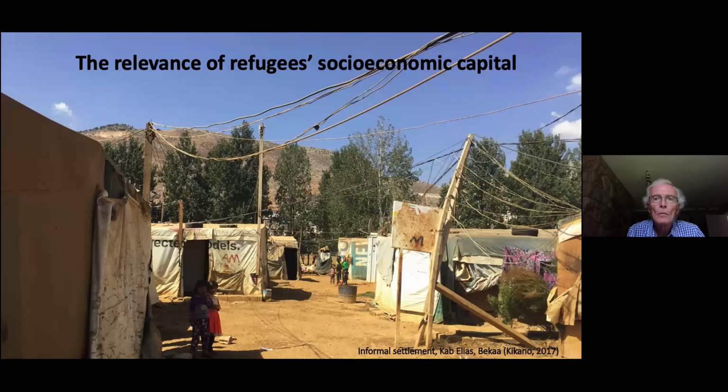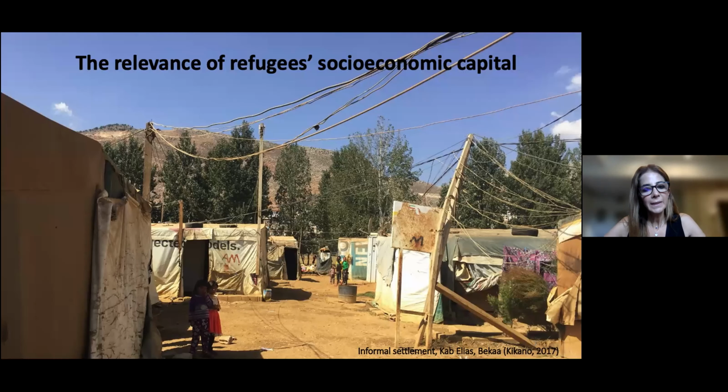But these are not the only conditions that allow refugees to appropriate space. We see here a picture of an informal settlement in the town of Kabylias in the Bekaa. Here too, housing units are flexible. Here too, refugees enjoy freedom of movement, and they more or less form a community. However, the socio-economic disparity inside the same settlement shows a very significant difference in space appropriation.